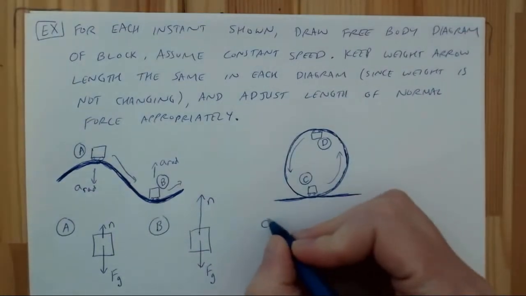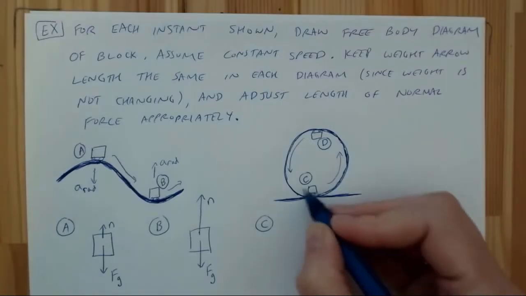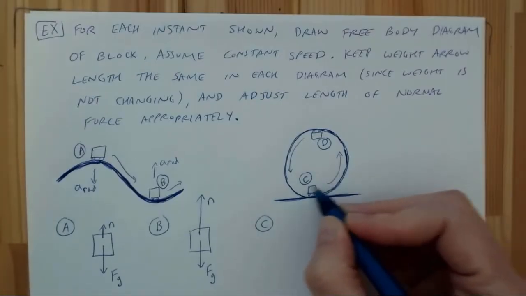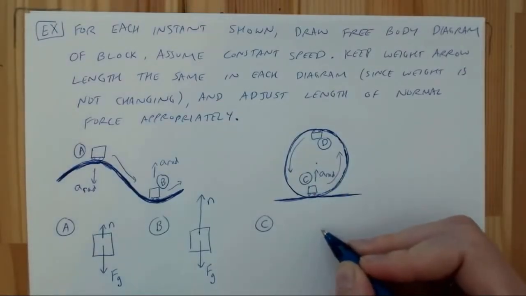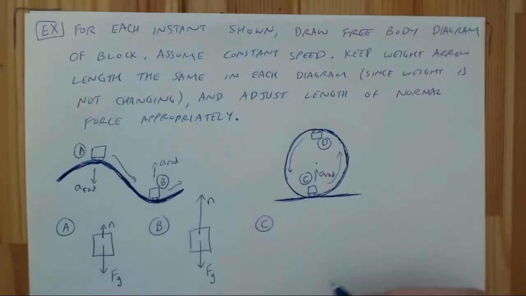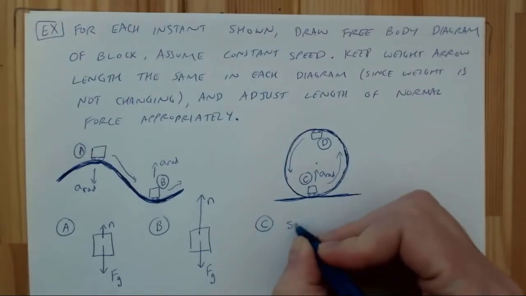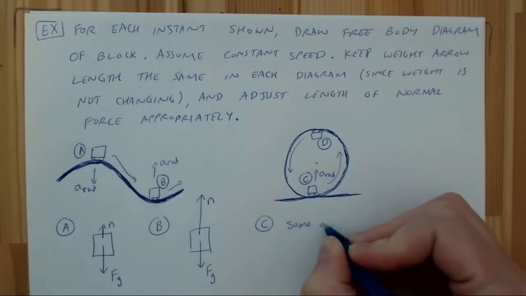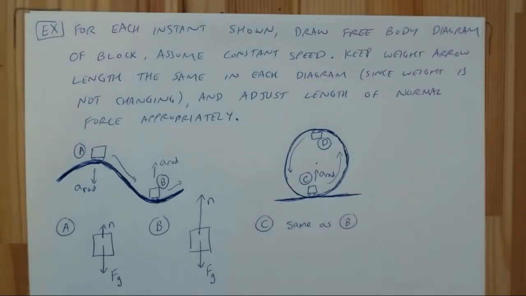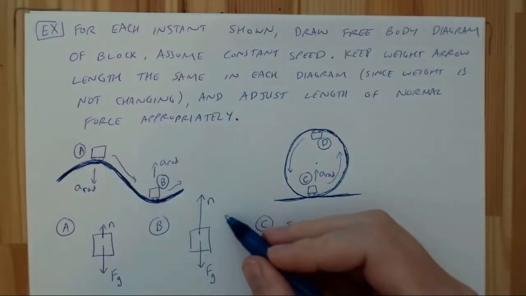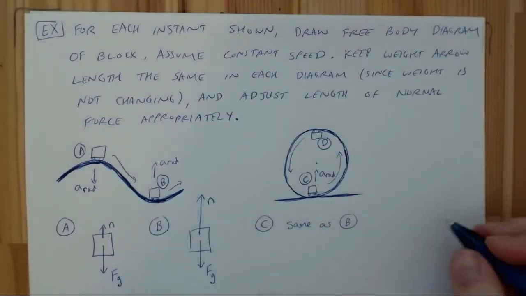In case C, we have the bottom, and it's going to be moving around this turn. The centripetal acceleration at this point is towards the center of the circle, and so this situation is actually not different at all from B. So this is going to be exactly the same as situation B. The normal force is upward, the weight is down, and the normal force would have to be bigger than the weight.